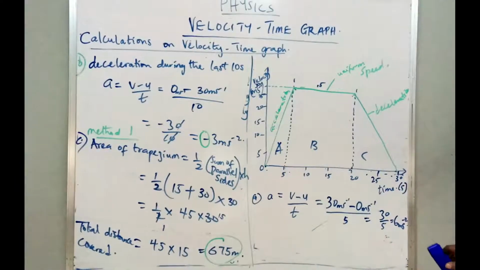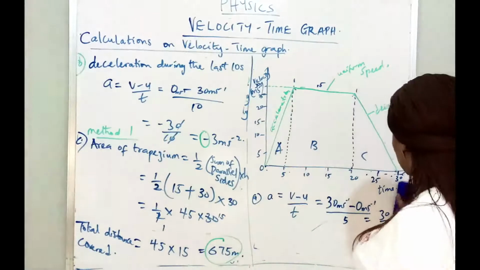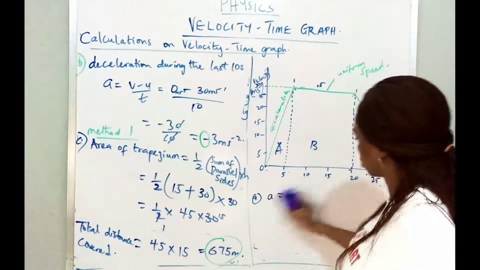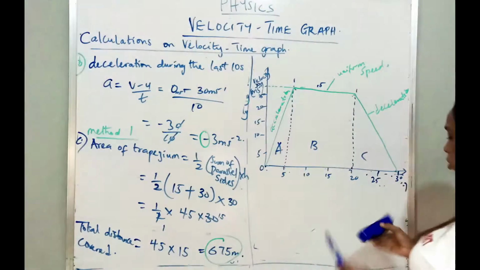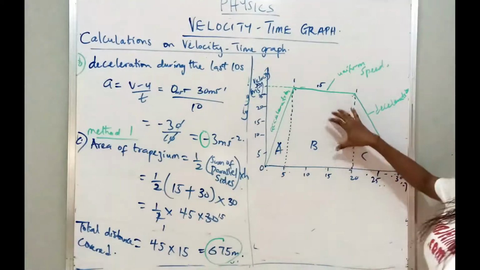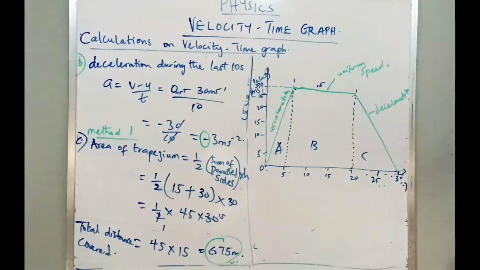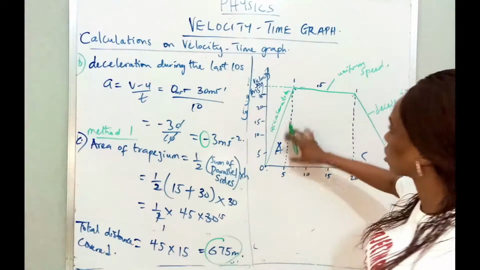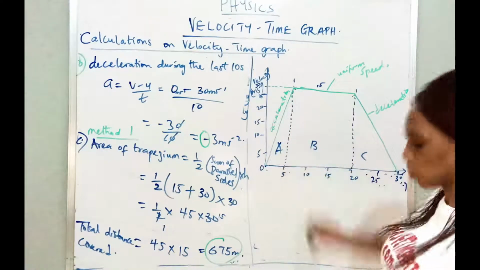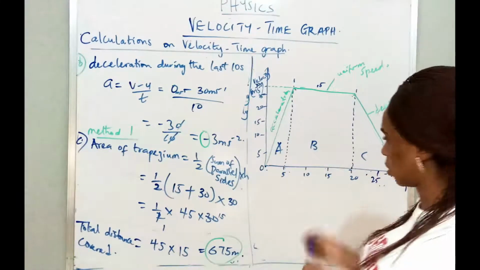For method two, I want to break this into shapes. So first, let's find the area of this triangle A.